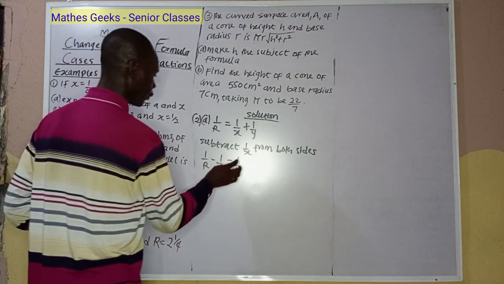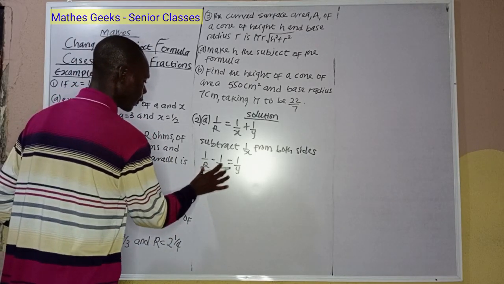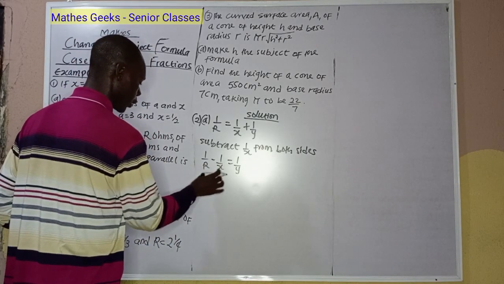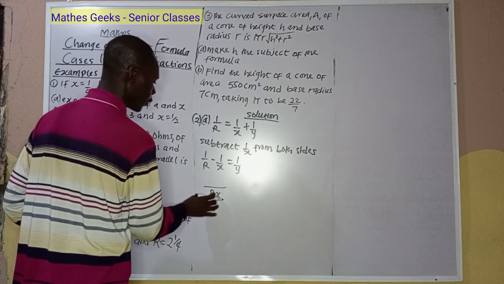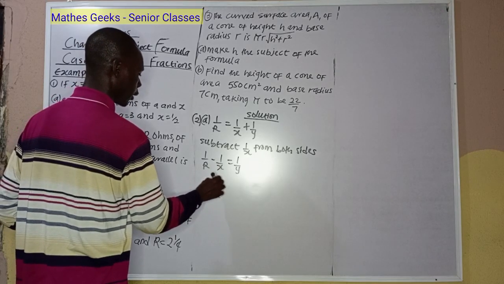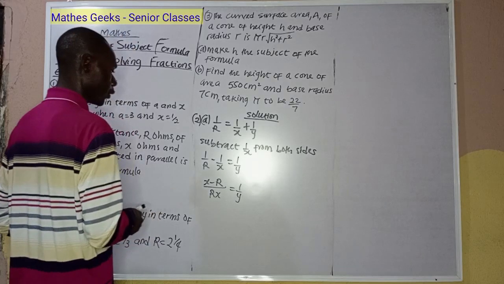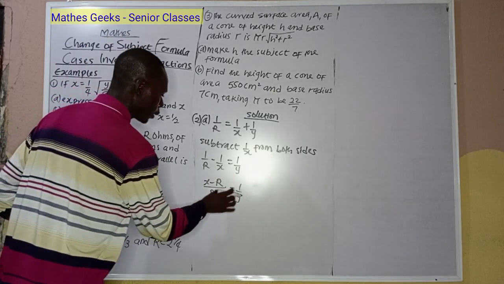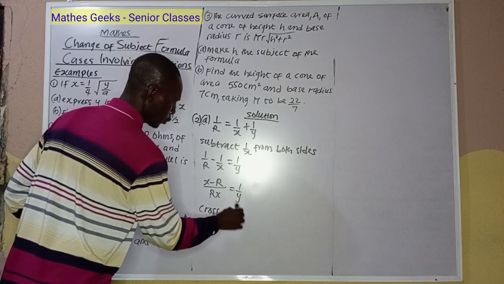The next thing is to simplify this part of the fraction. The denominator is rx. Rx divided by r is x. Rx divided by x is r. So this is x minus r over rx, equal to 1 over y. The next thing we're going to do is to cross multiply.